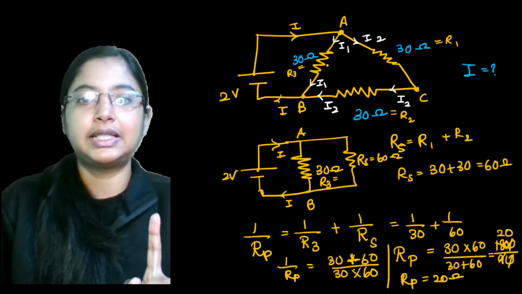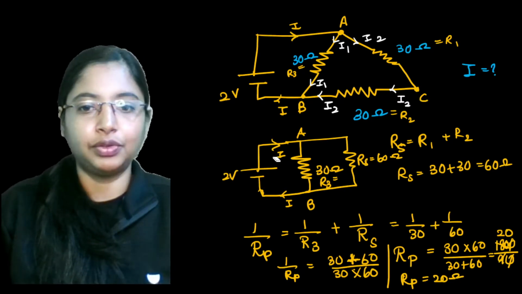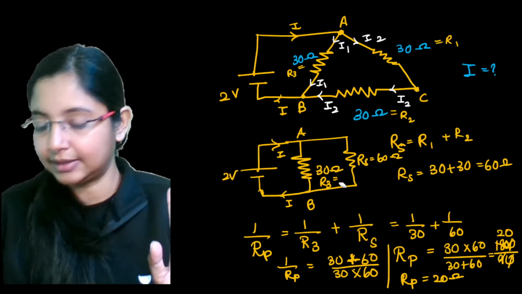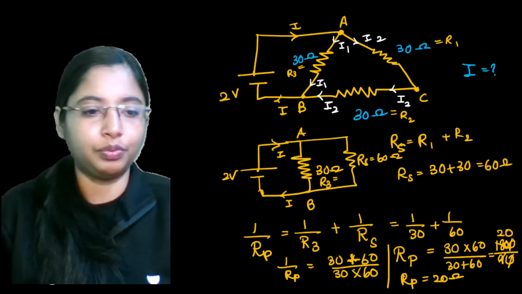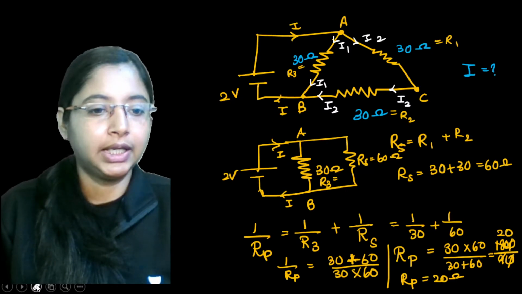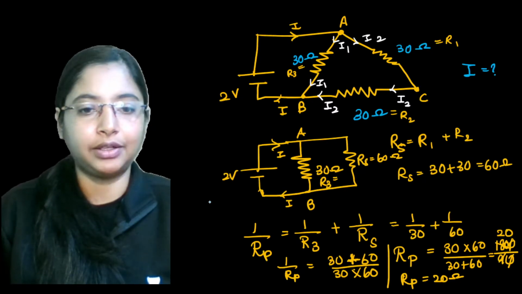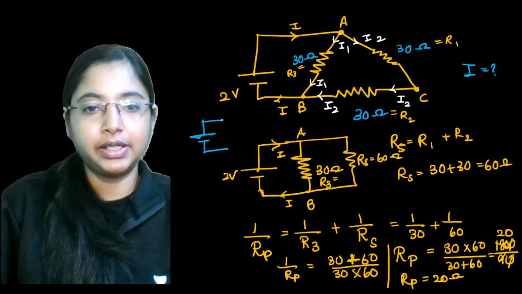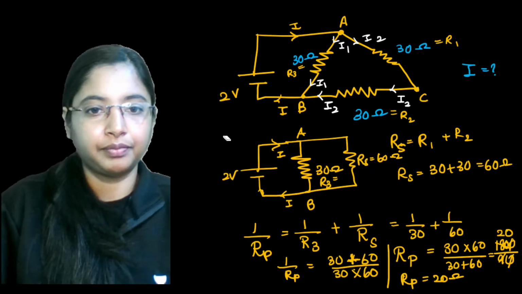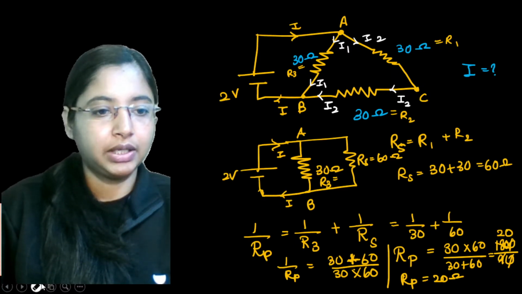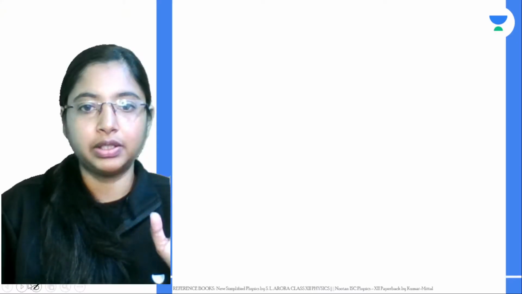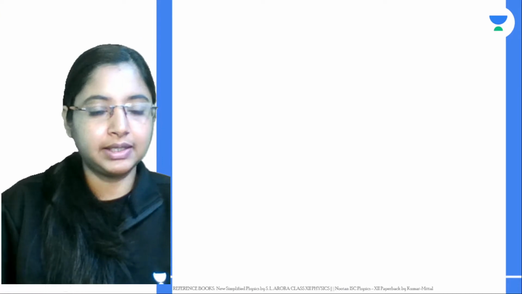So instead of using all these 3 resistors, you can just use one single resistor with a value of 20 ohms. Now that we know the total resistance, instead of this same circuit you can have the battery connected to a single resistor.